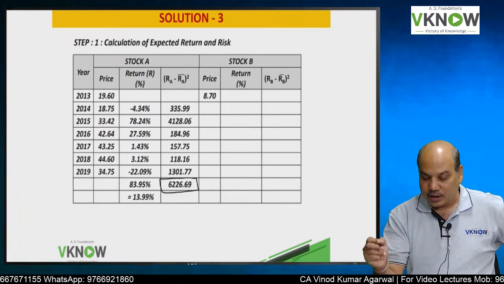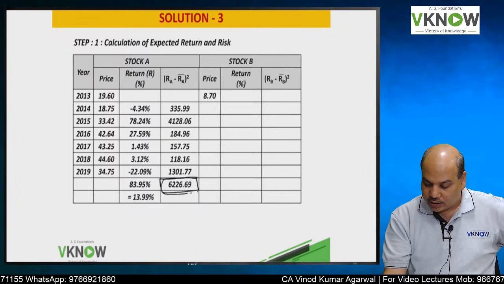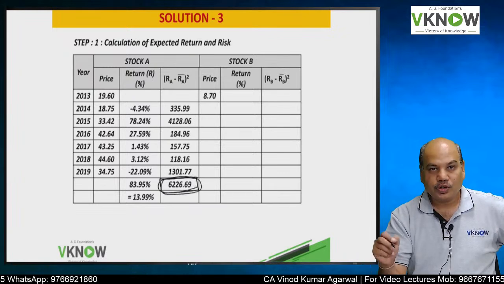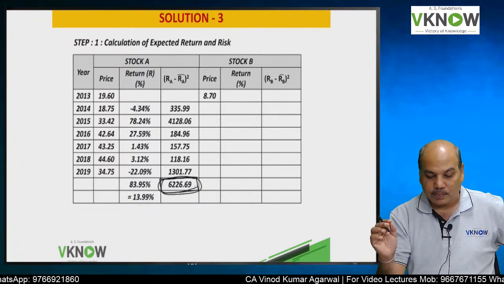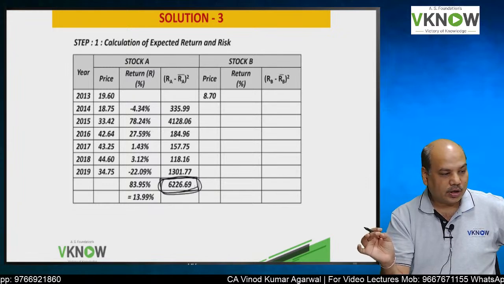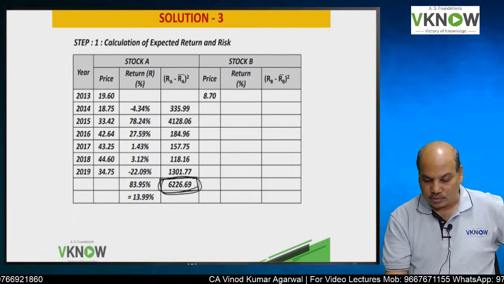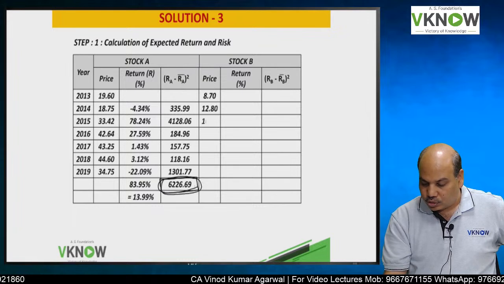I'll come to the standard deviation. Don't take square root directly. That will not give you standard deviation because here number of years are given. It is not based on probability. Okay. Next, go to stock B.